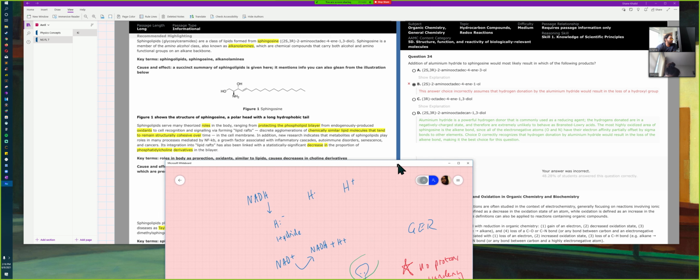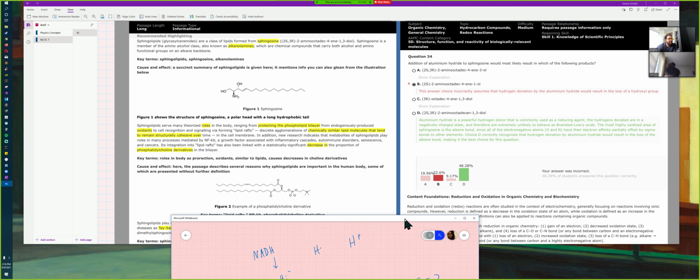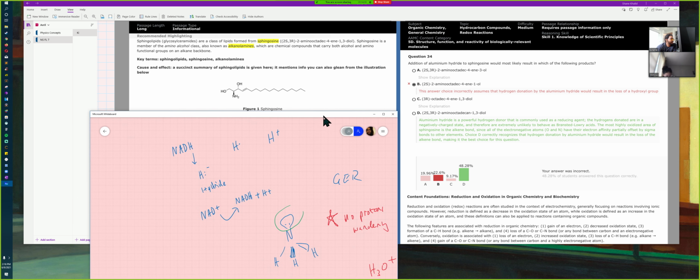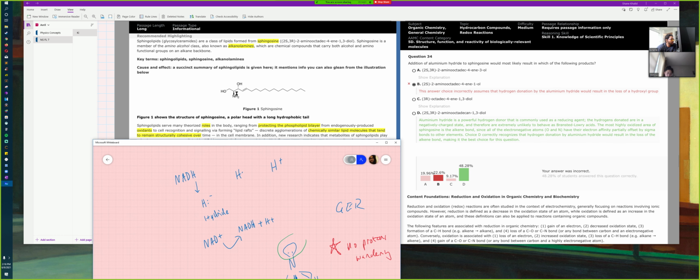Okay, so let's see. I see a sphingosine, and I see alcohol groups. If you reduce an alcohol, first of all, I have a secondary alcohol and a primary alcohol. The secondary would turn into what? I'm thinking, well, it gets reduced, so it will turn into a double bond. Yeah, good, that's pretty much what happens.